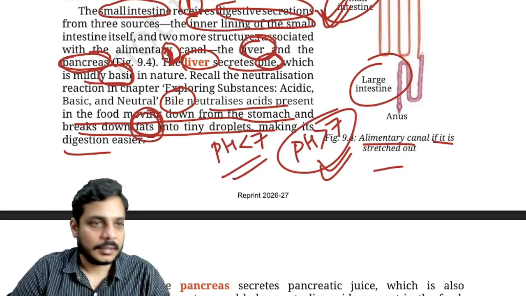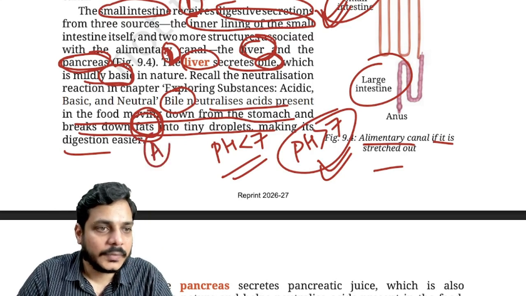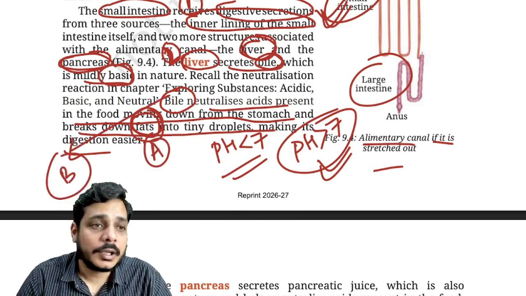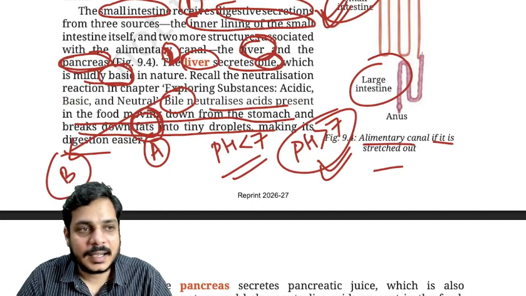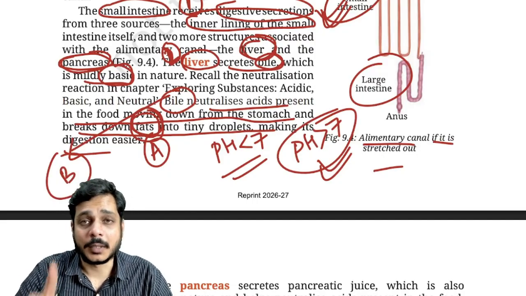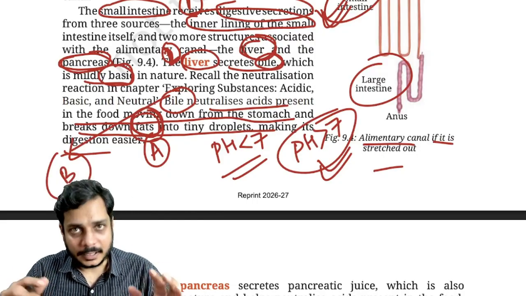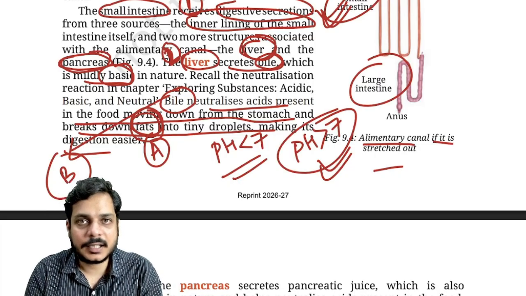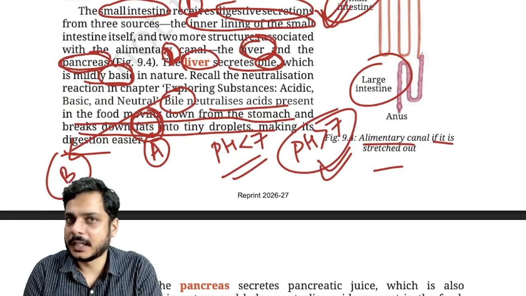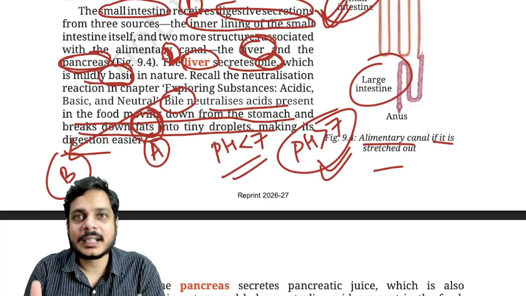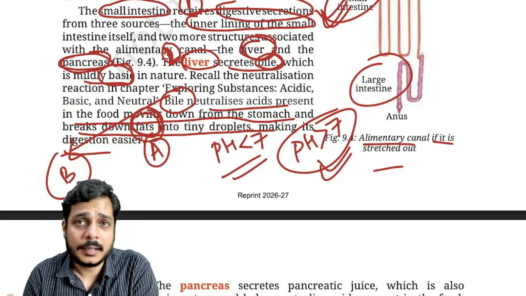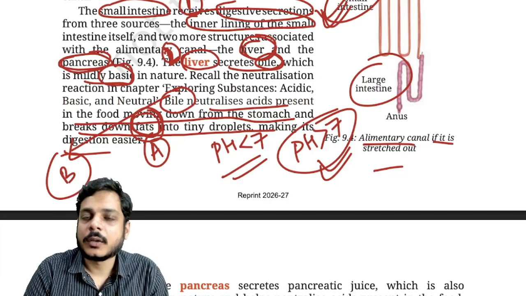The second thing, this is one thing that you should know, is A. The second thing is B: bile neutralizes the acids that are present in the food moving down from the stomach. Remember, the stomach will have a lining to protect itself, in the form of mucus, against the acid that is being produced, acid required for breakdown of proteins. Now this acid-containing part moves down to the small intestine.